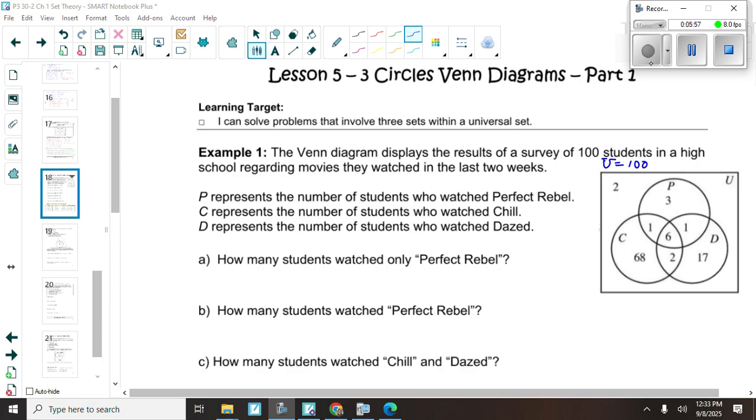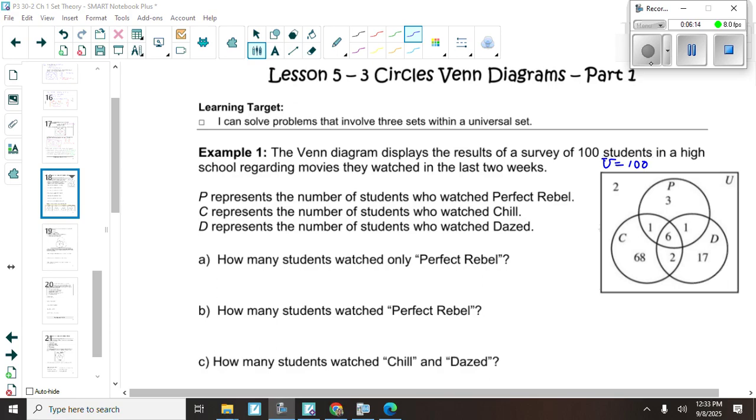Okay, so P, this is what I was talking about. Okay, if you have some sort of let statement, let P represent this, then we can use the abbreviations. Otherwise, you're having to write out the movie names. So here's a movie, the number of students who watched Perfect Rebel.